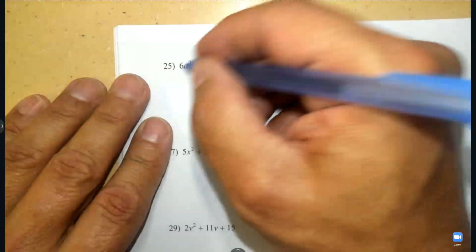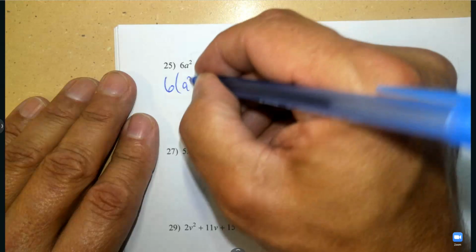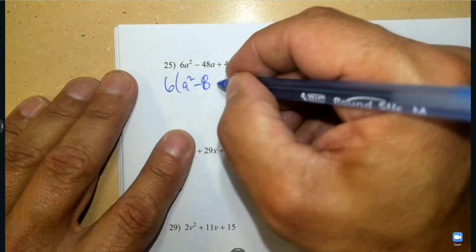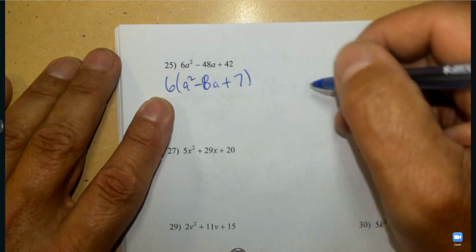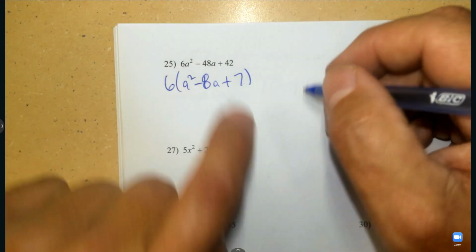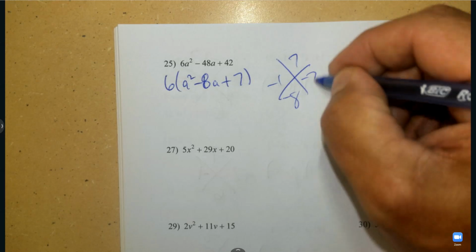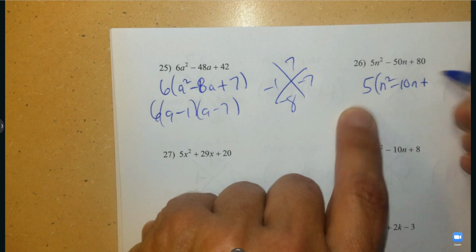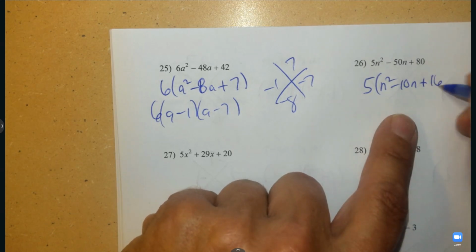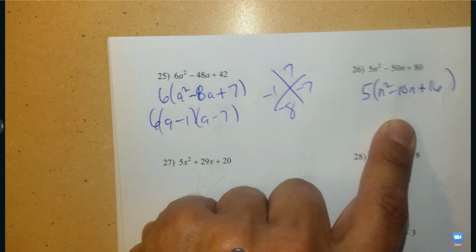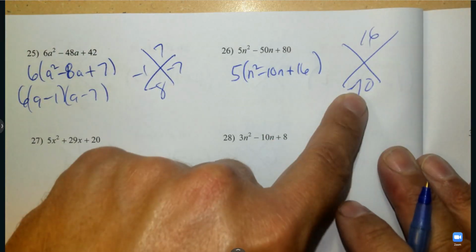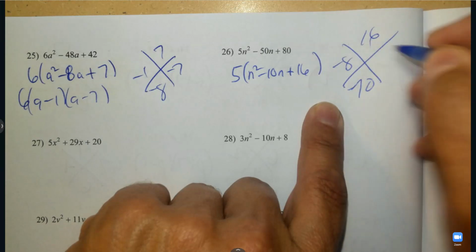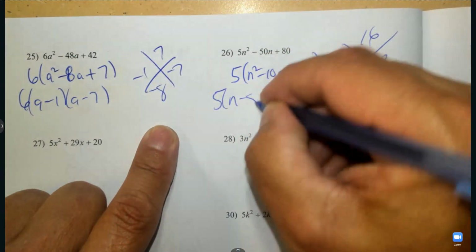Again, I'm going to factor out what they all have in common. 6 goes into everything evenly. So 6 times negative 8, 6 times 7. So inside the parentheses, two numbers that multiply to 7 and add to negative 8. So that's negative 1 and negative 7. Again, factor out a 5, divide. 5 into 80 might be a little tricky, but 16. So two numbers, press pause, that multiply to 16, add to negative 10. So negative 8 and negative 2.